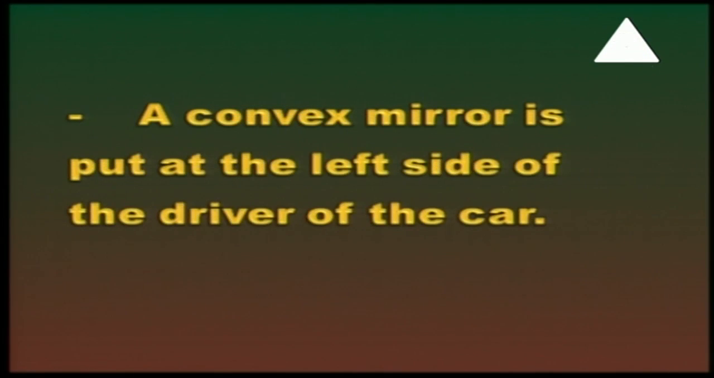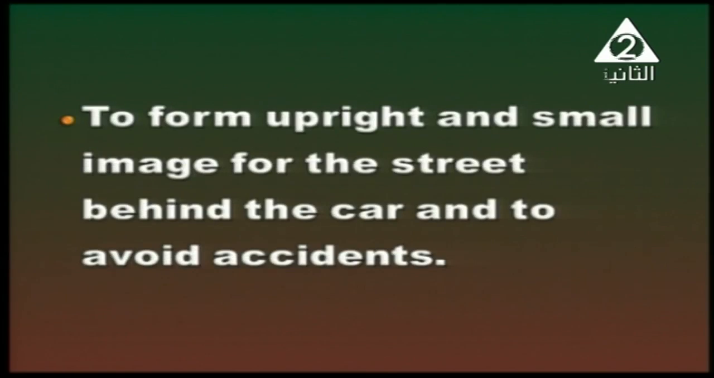A convex mirror is put at the left side of the driver of the cars to form a bright, small and virtual image for the street behind the car and decrease the rate of accidents, so it avoids many accidents.